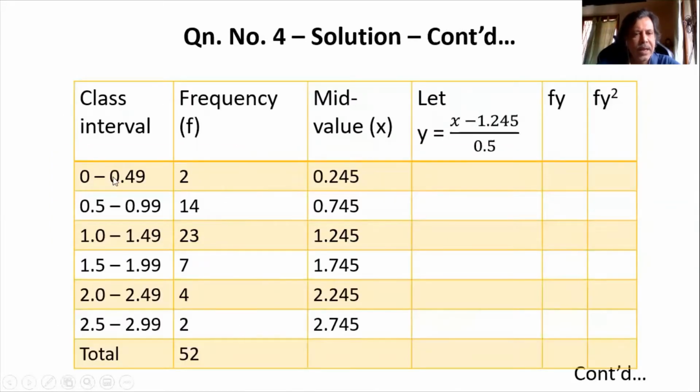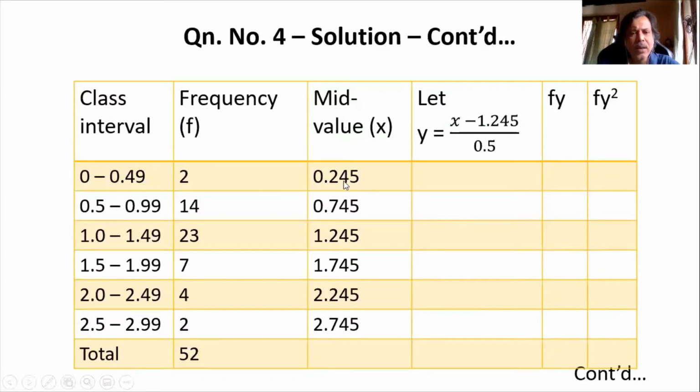Middle value, how did I find? I just added these two, 0 plus 0.49. Whatever is the sum, I divided by 2. Similarly, here it is 0.5 plus 0.99. Whatever is the result, that I am dividing it by 2. Likewise, all these things. The last one is 2.5 plus 2.99. Whatever result you get, divided by 2 to get this middle value.